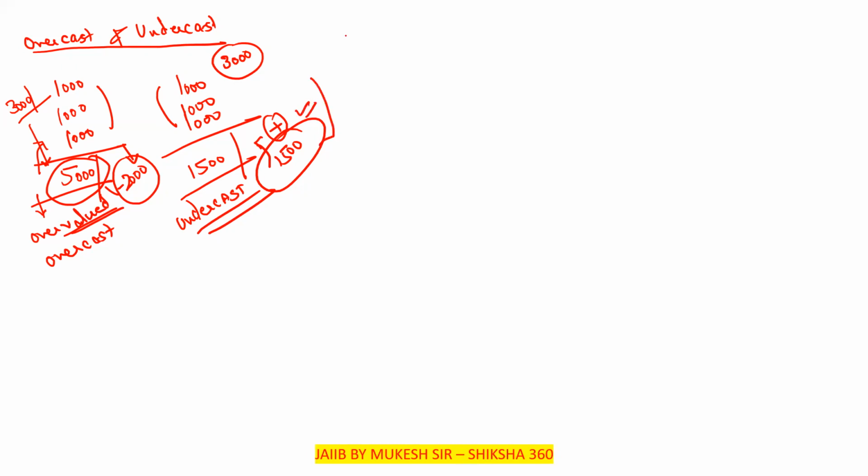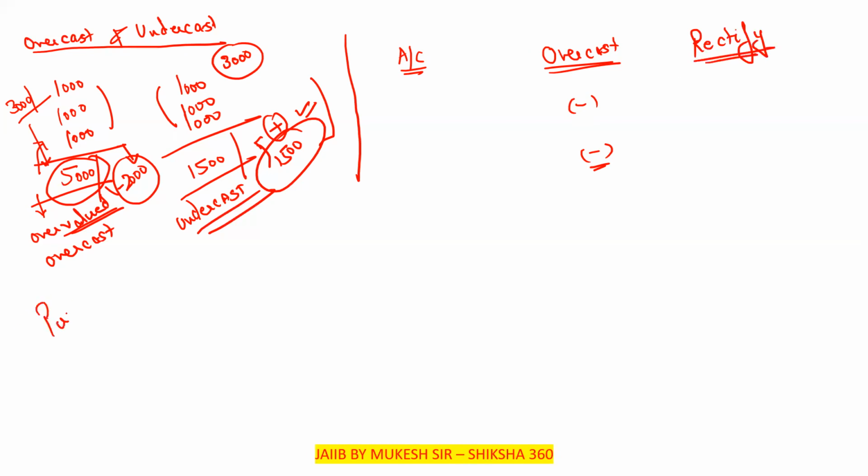Now let's understand it in technical language, in terms of accounts. First, we take the case of overcast, where we have to minus, and we have to rectify that entry. We know the purchase account is always debited. The sales account is income, so it is always credited.